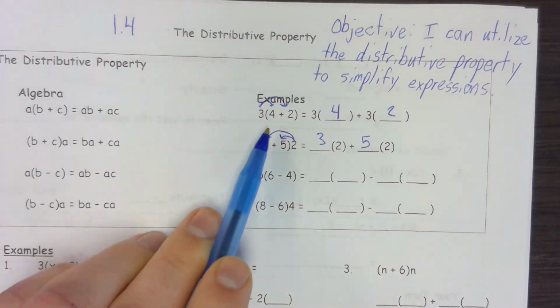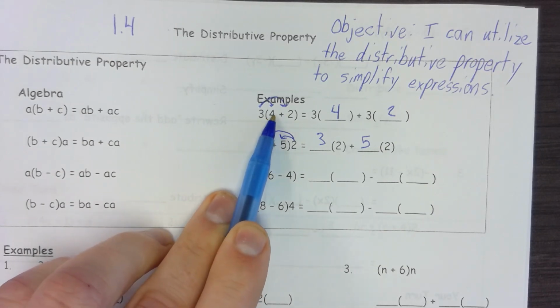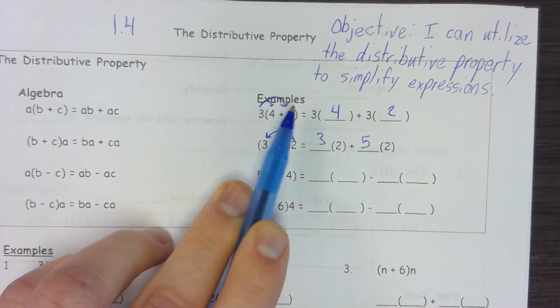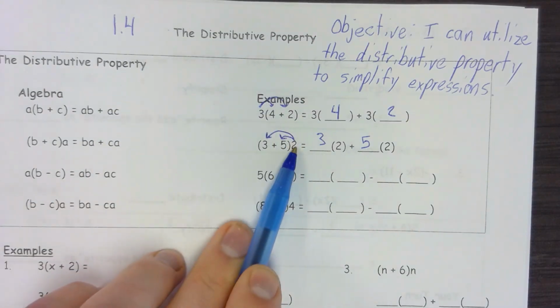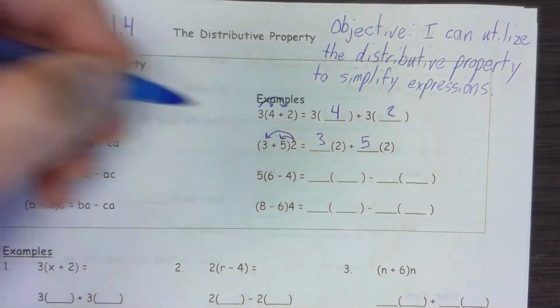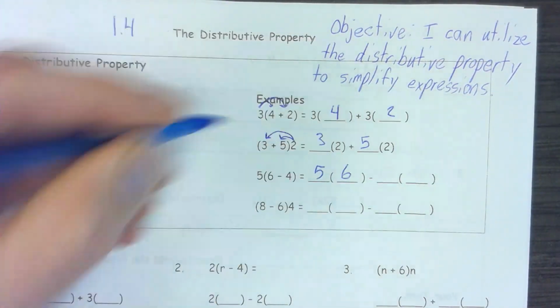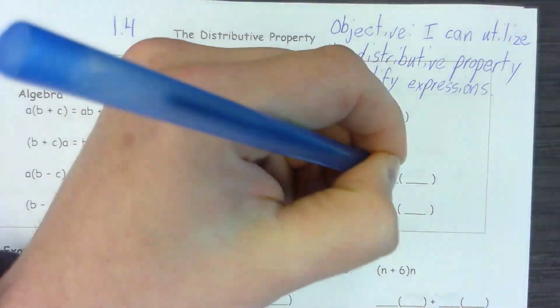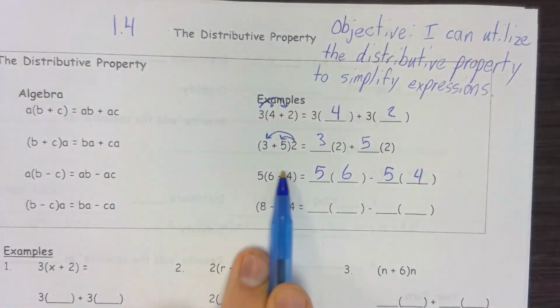And just as long as you get that thing outside of the parentheses times the first thing inside the parentheses and times the second thing in parentheses, you're always going to get this right, no matter where that thing is. Okay, a little quicker. 5 times 6 and 5 times 4.